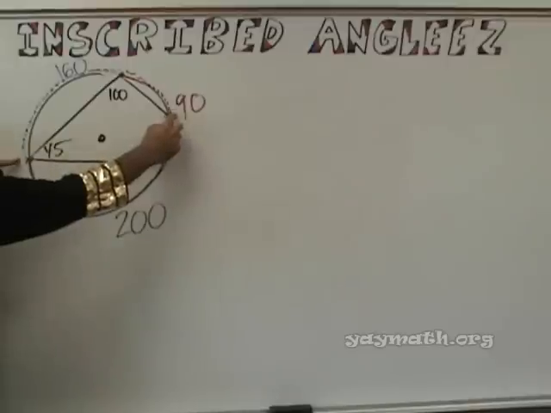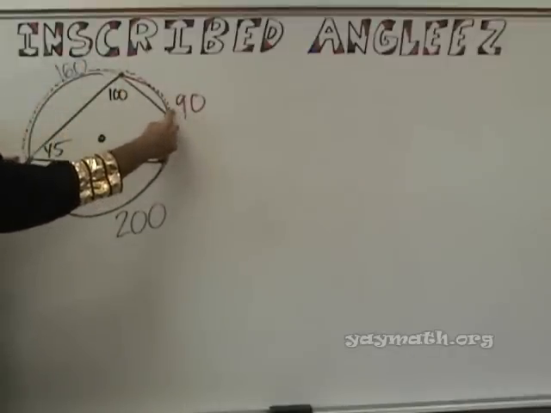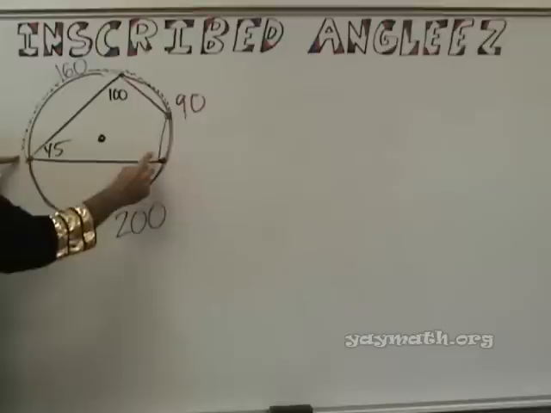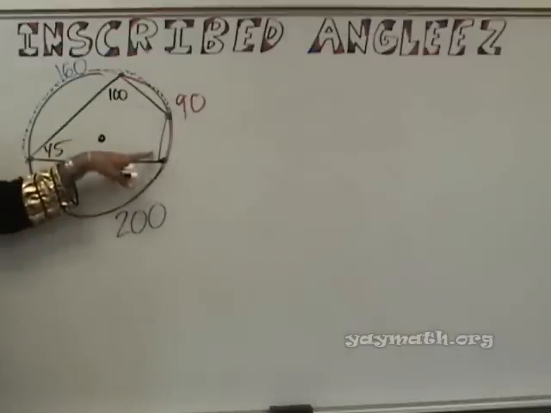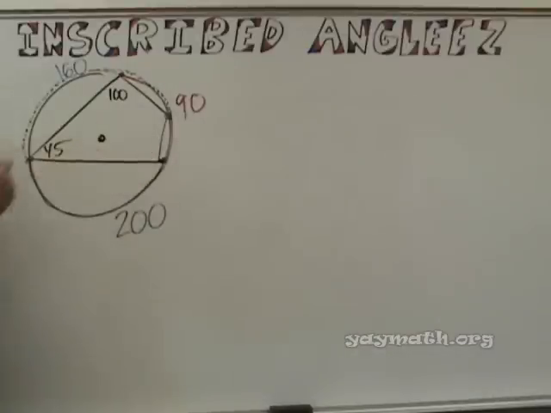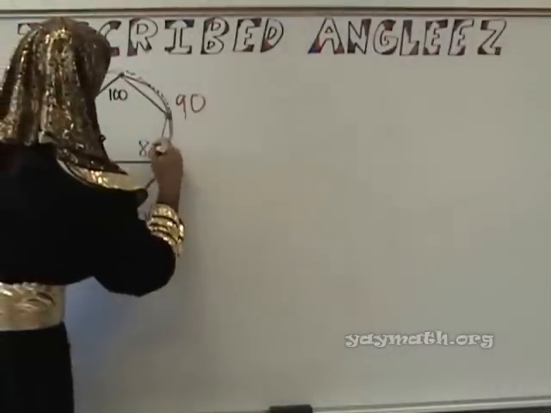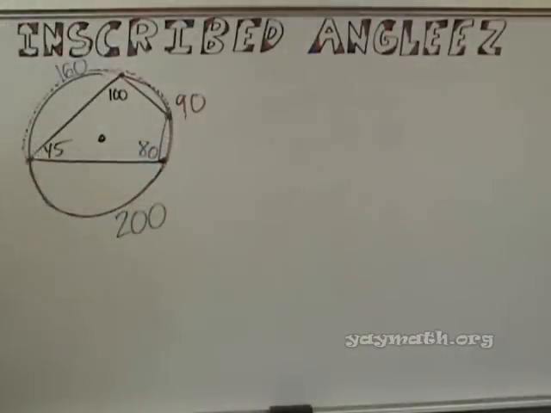This 160 going up, the blue dotted line, is an arc that inscribes this angle here. And so, what is this measure then? 80. Nice. Any questions, seriously, so far?